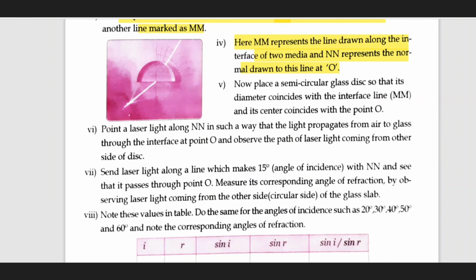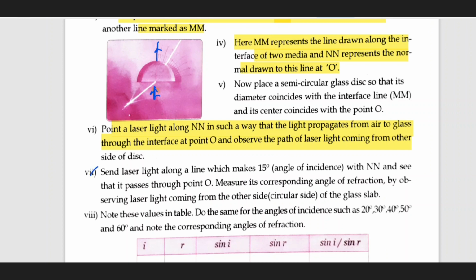Point a laser light along NN in such a way that light propagates from air to glass through the interface at point O, and observe the path of laser light coming from the other side. If you observe here, first the light is incident along the normal, and you can see that the light ray is coming out in a straight line. We know that when the light ray is incident along the normal, there will be no refraction.